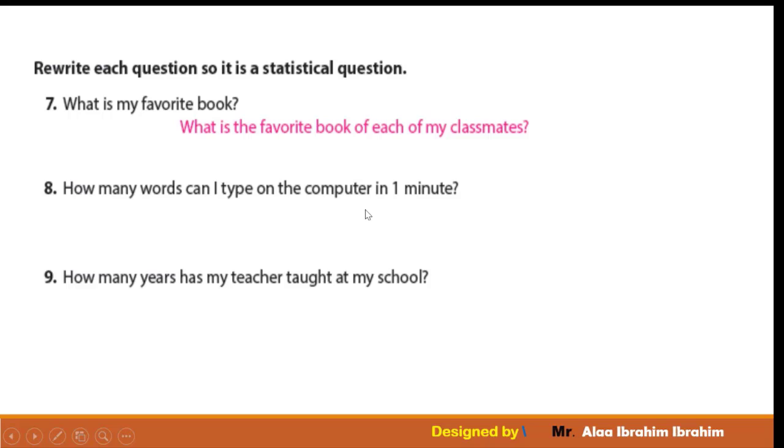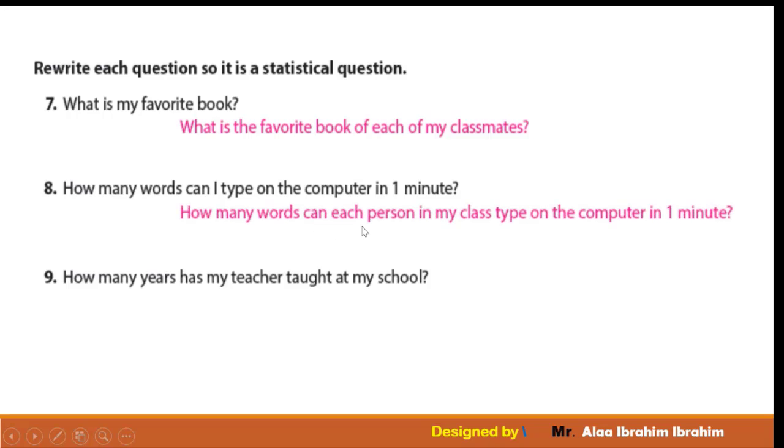How many words can I type? So I have to change this. So how many words can each person in my class type on the computer in 1 minute? So I make it each person. How many years has my teacher taught at my school? My teacher is just one teacher. So I have to change it like this. How many years has each teacher taught at my school?